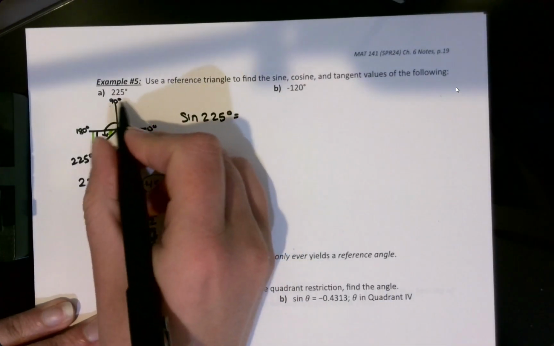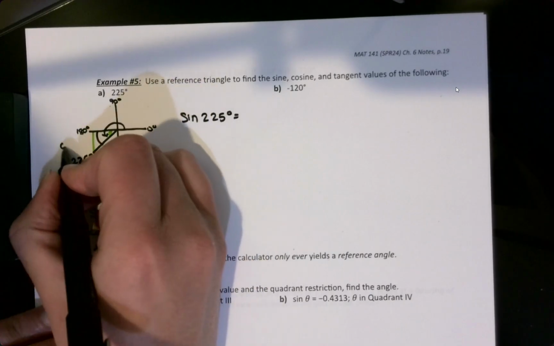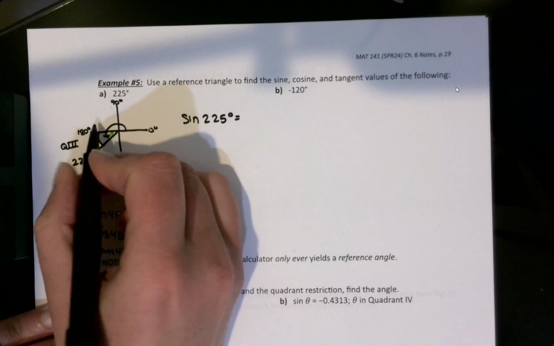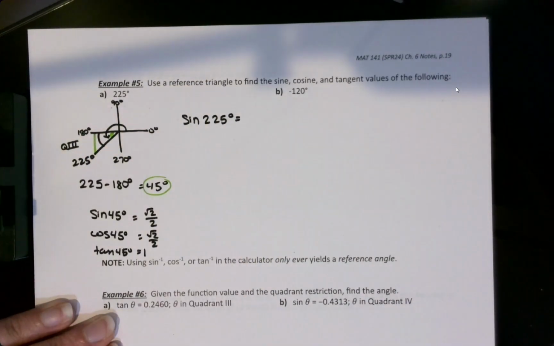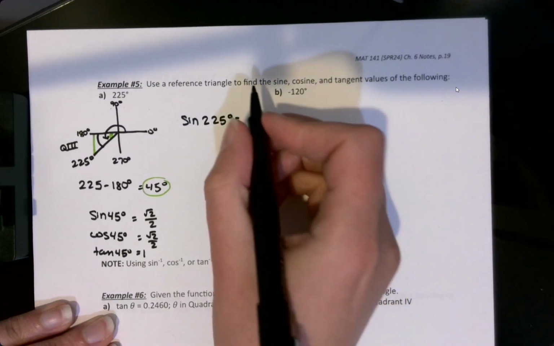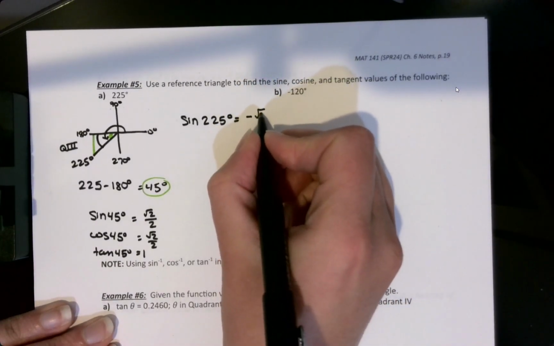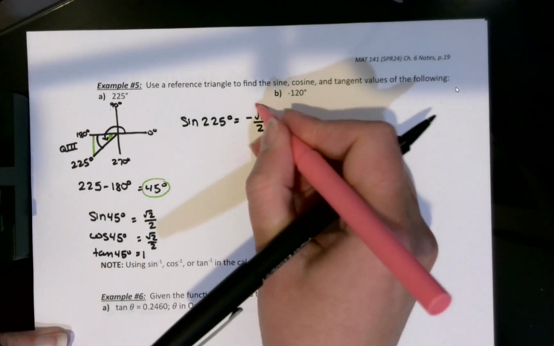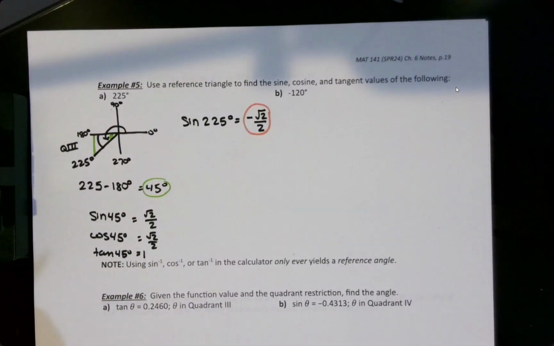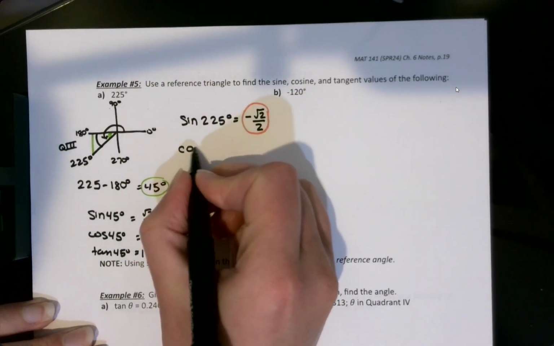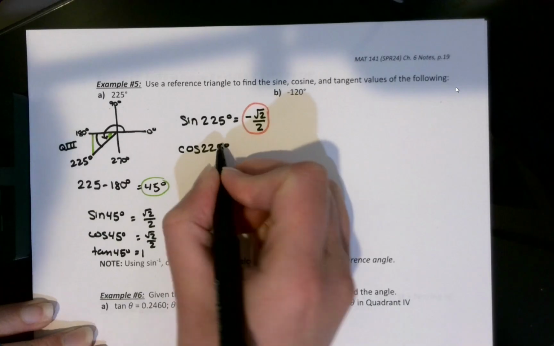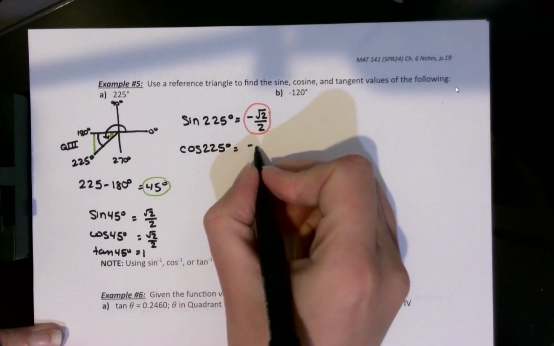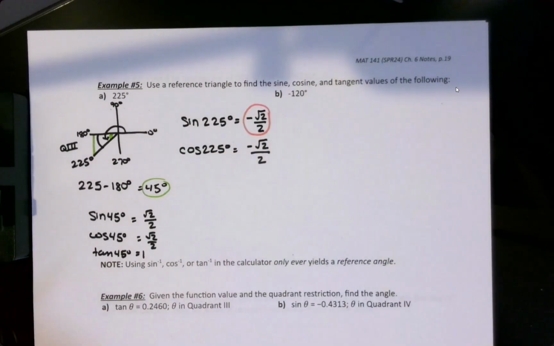So, because I am in quadrant 3, I know that the x-coordinate is negative and the y-coordinate is negative. So that means that the sine is going to be negative. So it's going to be a negative root 2 over 2. Because I know that the y-coordinate is going to be negative. That's going to be a negative root 2 over 2. The cosine of 225 degrees. The x-coordinate is also negative in this quadrant as well. So it's also going to be negative square root of 2 over 2.